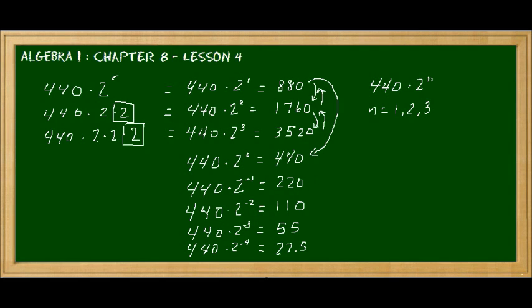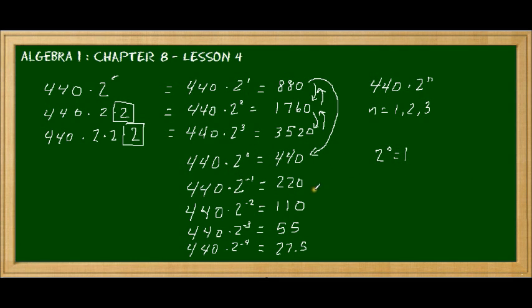So if we continue reading here, it's because it doesn't make any sense to think of 0 and negative exponents as meaning repeated multiplication. We will have to figure out their meanings from their equations instead. Now, if 440 times 2 to the 0 power is equal to 440, then it follows that we want 2 to the 0 power to equal 1. So in this case, 440 times 1 would equal 440. So 2 to the 0 power would equal 1.